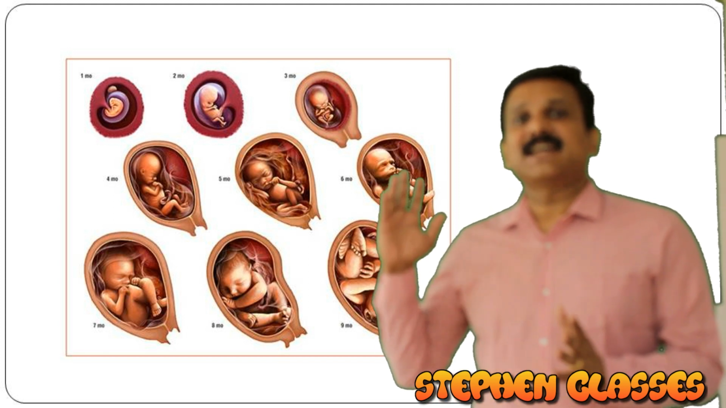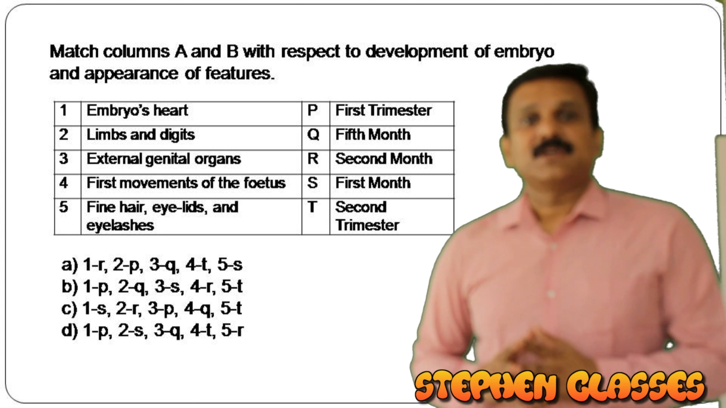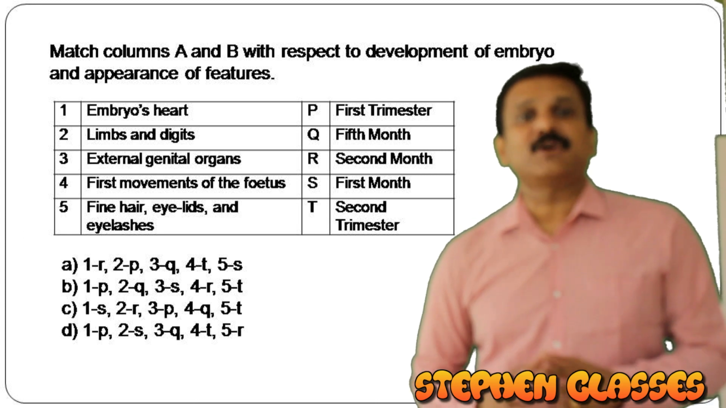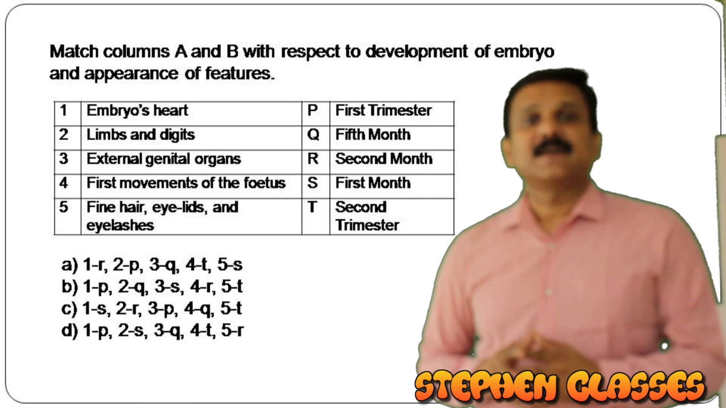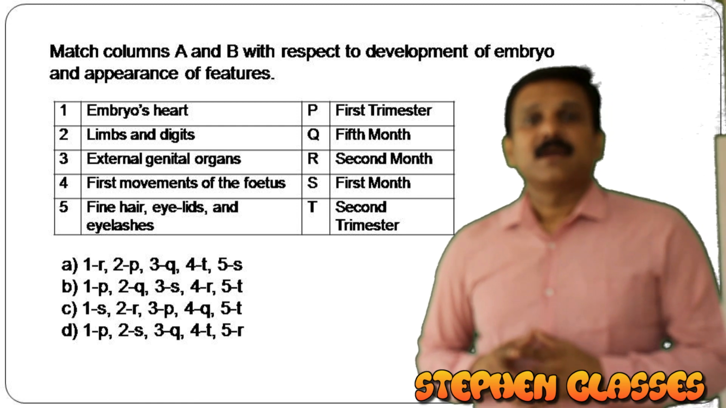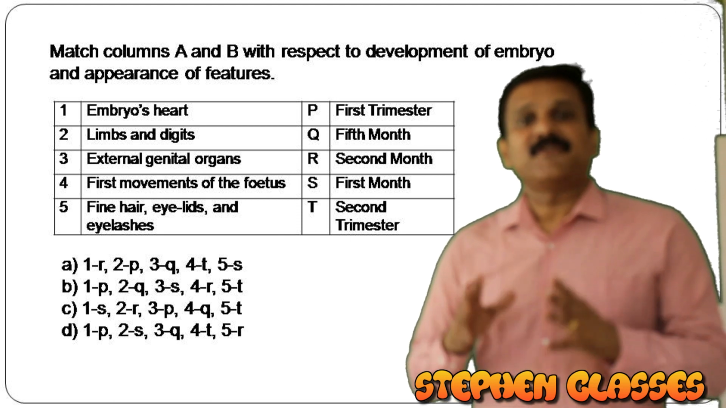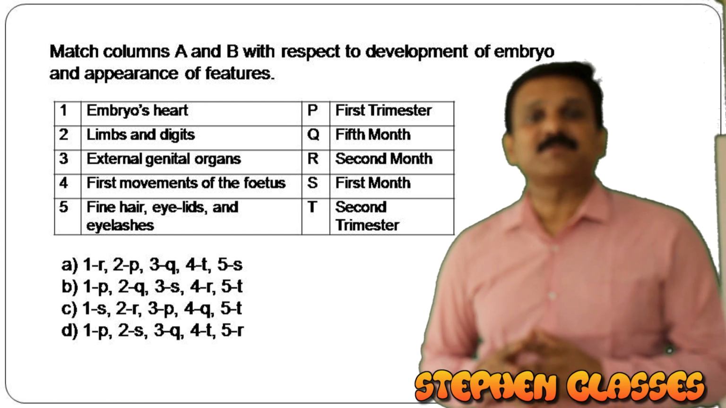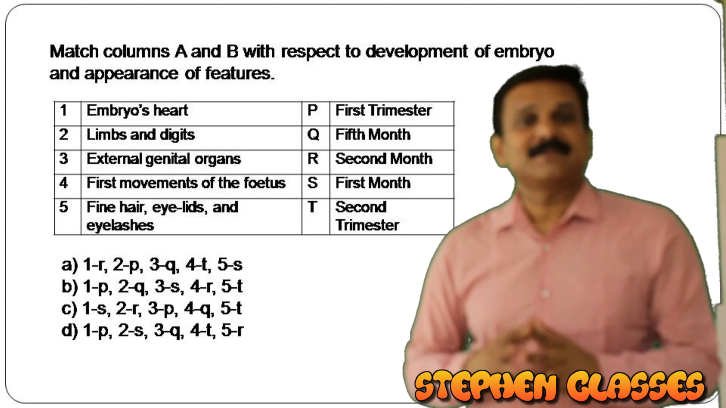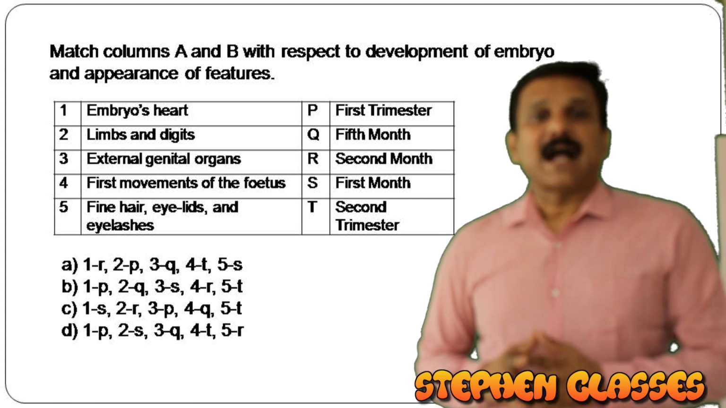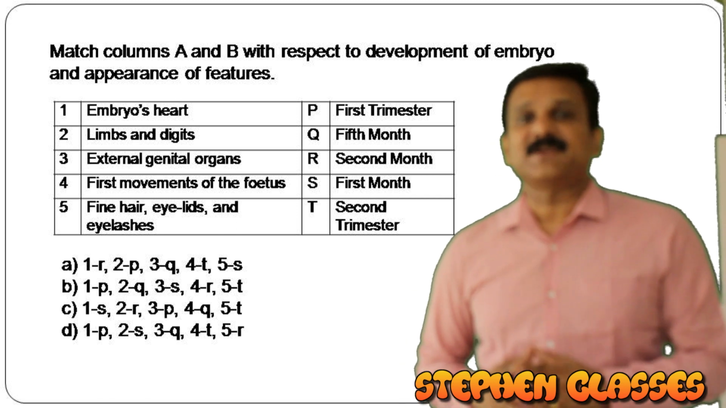Here, the different developmental stages are shown in this picture. So you have to identify the changes happening in each period. Here, in this question, you can match embryonic heart. Development of the embryonic heart will happen in the first month itself. Okay, so 1 you can match with S. Then limbs and digits. Limbs and digits are formed in the second month. Then external genitalia. External genitalia will be formed in the first trimester. You can identify the genital organs in the first month itself, first trimester itself. Then first fetal movements are observed in the 5th month. And like that, fine hair, eyelids and eyelashes are separating during the second trimester, or by the end of the second trimester you can see that development.